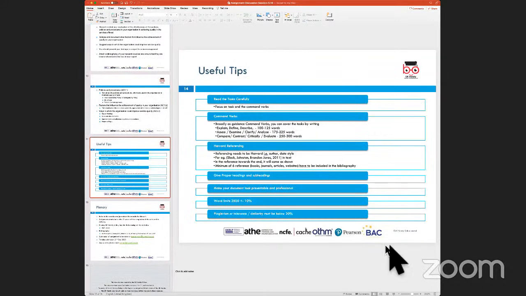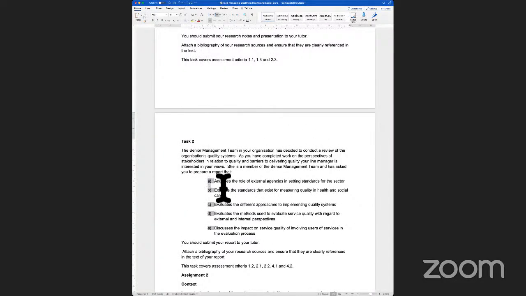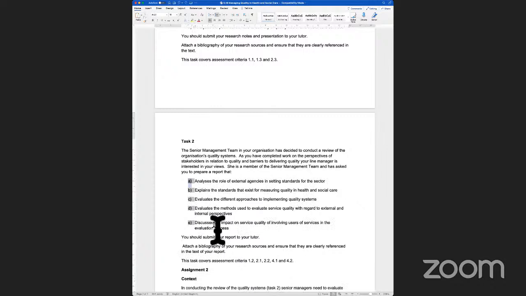Last but not the least, what I would want to mention very briefly is that you should focus on command verbs. In the assignment brief, if I bring this into focus by showing you, you're going to see certain words like analyze, evaluate, discuss. These are words which typically define what is required to be done in that particular task.